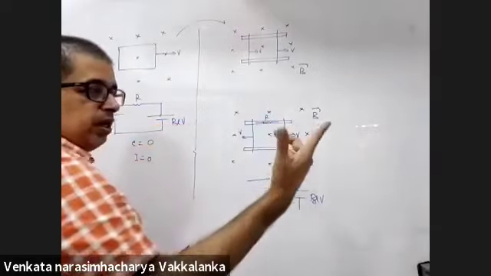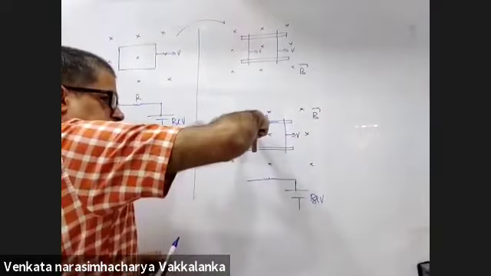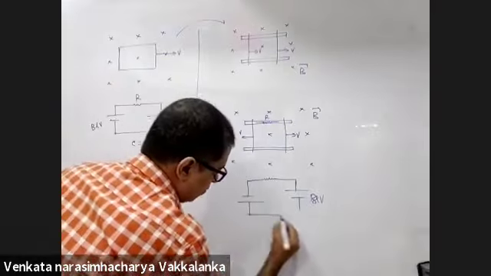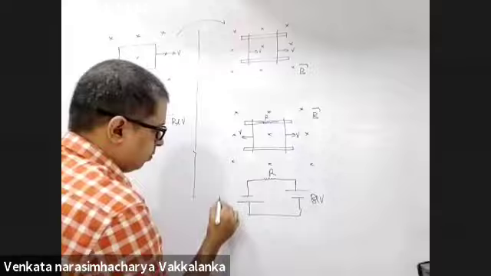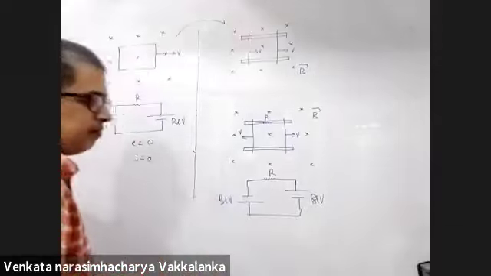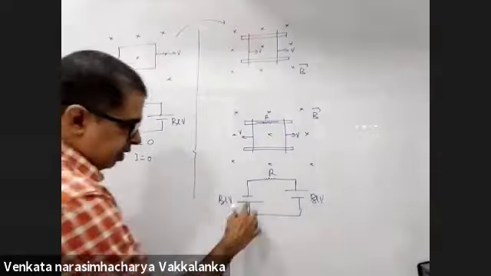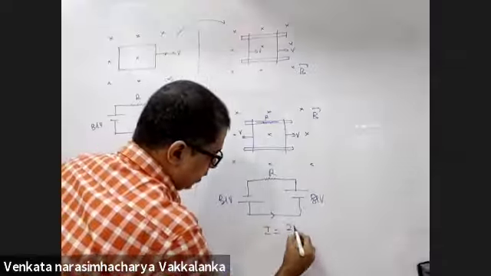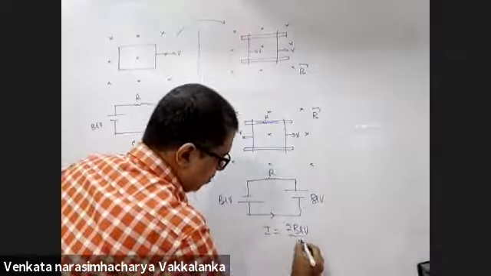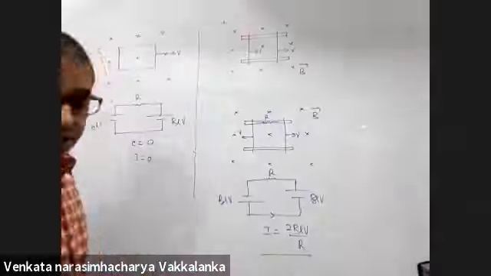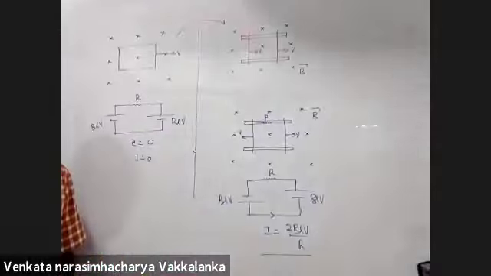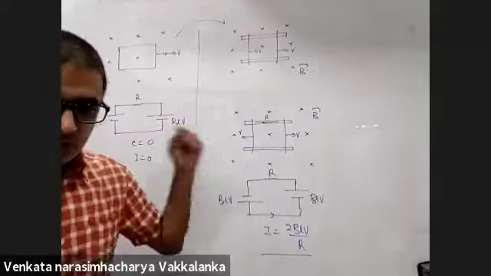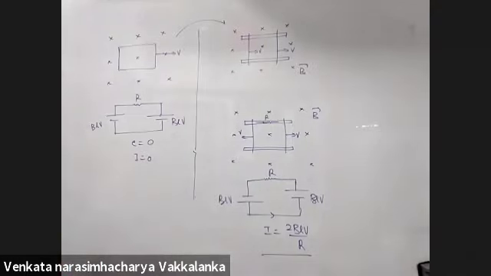Now, how about this? VBI. Current inside a battery will go from negative to positive. BLV. Now here both are in series. Net total current will be 2 times BLV by R. Do you agree with that? Yes, sir. No. We will make further modification in this.